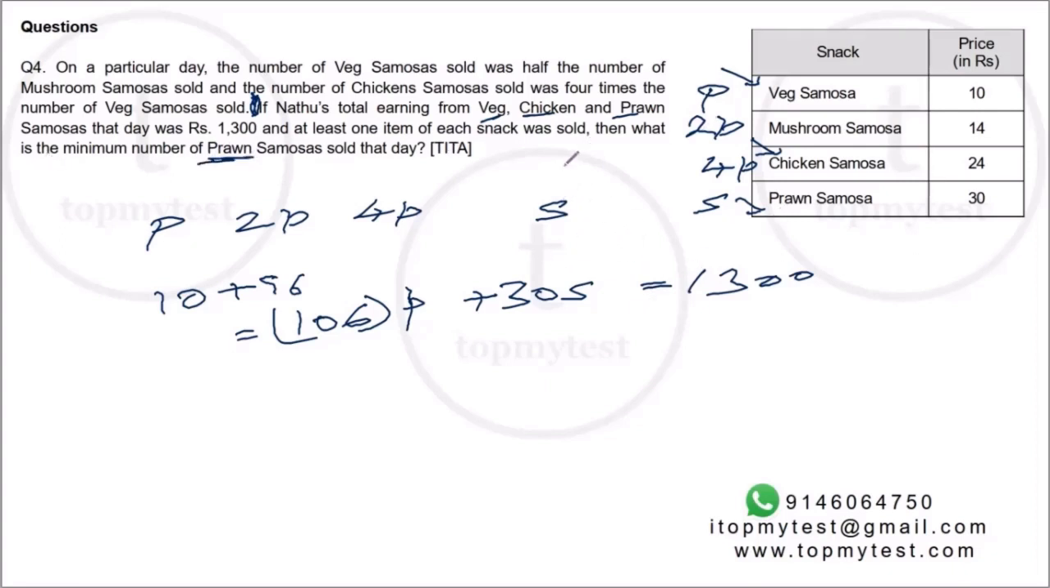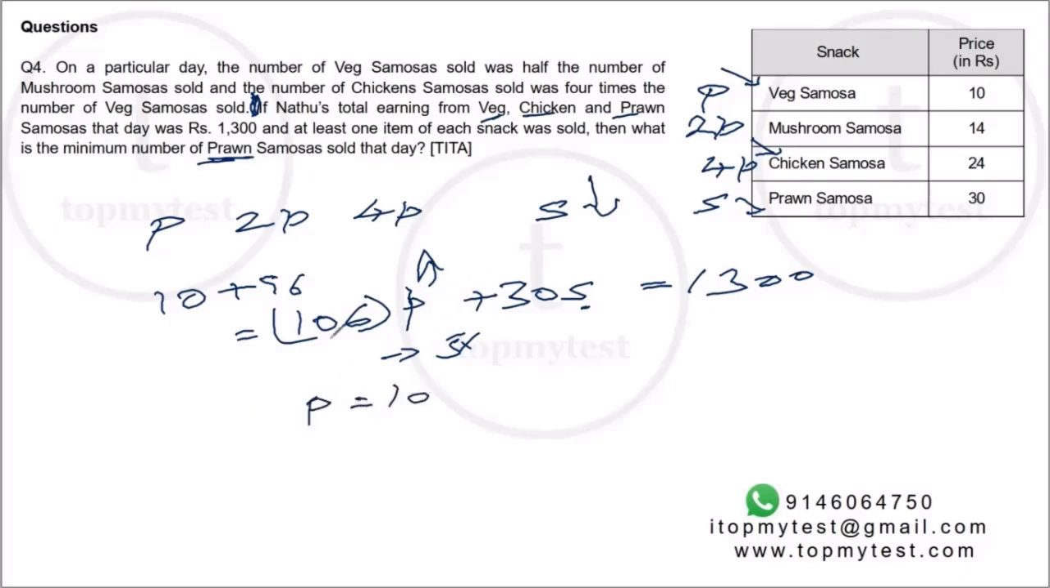So I need to again minimize the number of prawn samosa, which means I need to maximize the value of P. I need to reduce the value of S, which means I need to maximize the value of P. Now again, S is a 30 times any number will be a multiple of 10. This is also a multiple of 10, which means 106 times P should be a multiple of 10, right? So, which means P should be a multiple of 5, right? So let's see how many 5s can I add. Into 5 will give you 530, into 10 will give you 1060, into 15 will go above 1300. So maximum value of P can be 10.